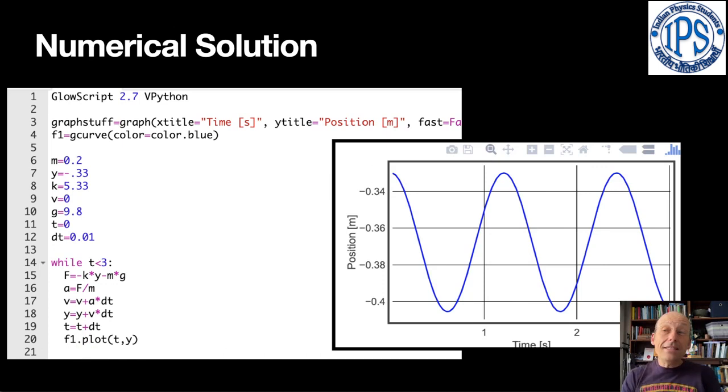And it's amazing to me that we get this. We know that's the solution. We know it should be a trig function, and that definitely looks like a trig function. And the code is so simple. So I always find this amazing, and I love it.